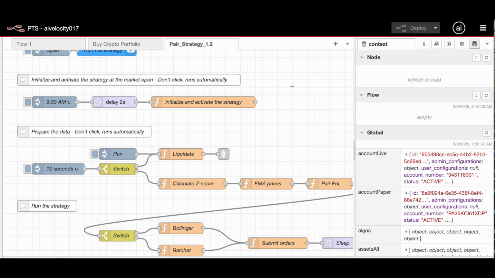So let's turn now to actually looking at a little more detail on how each of these nodes work.